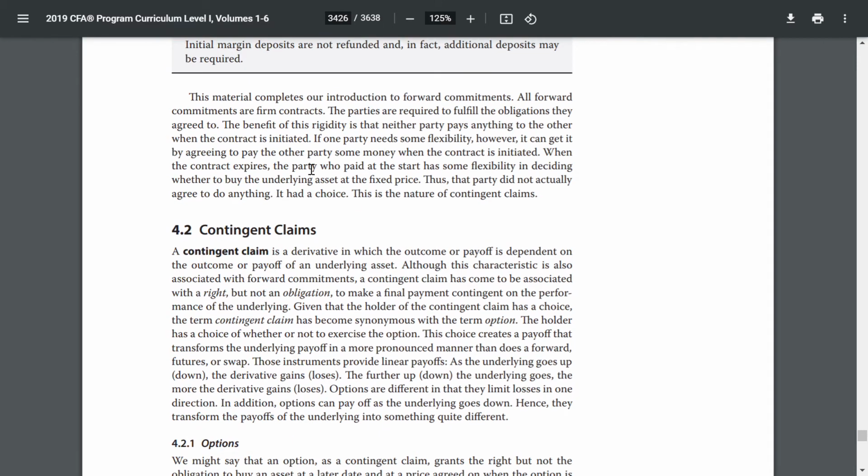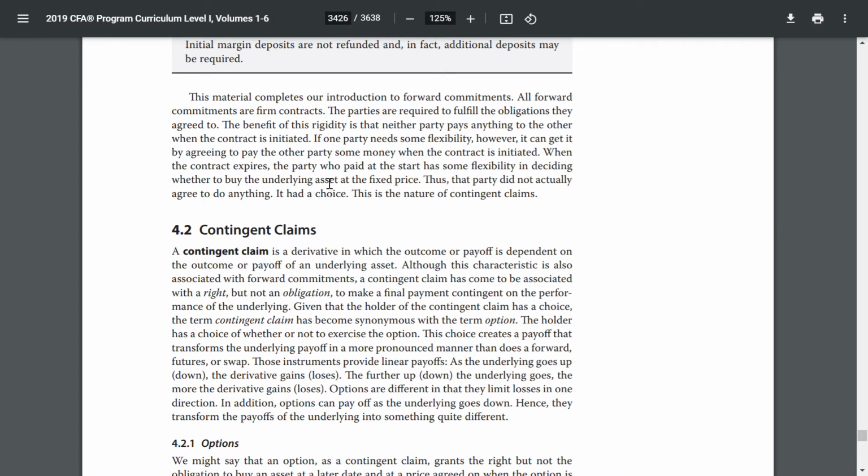Contingent claims. Let me read this paragraph. This material completes our introduction to forward commitments. All forward commitments are firm contracts. The parties are required to fulfill the obligation they agree to. The benefit of this rigidity is that neither party pays anything to the other when the contract is initiated. If one party needs some flexibility, however, it can get it by agreeing to pay the other party some money when the contract is initiated.